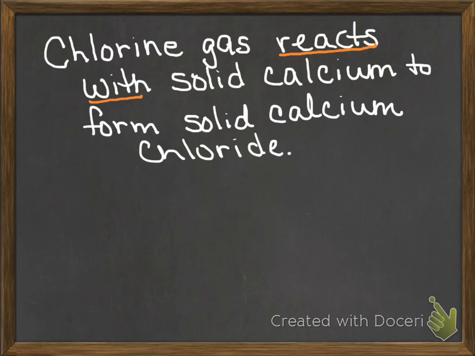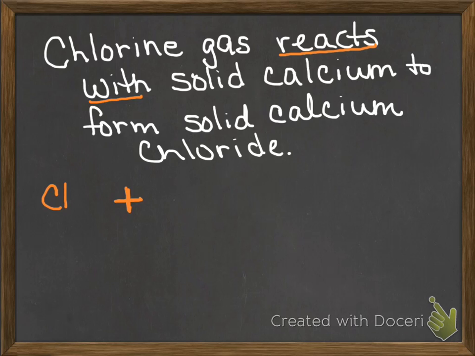Reacts with is always going to be a sign to us. If something reacts with something else, that's going to be where our plus sign is. So in this case, we've got chlorine gas. We know that chlorine is Cl.